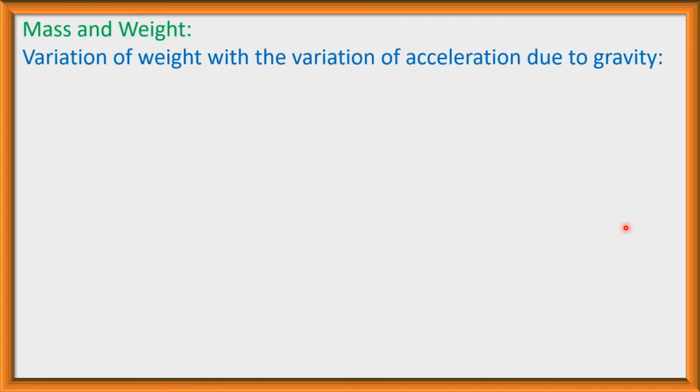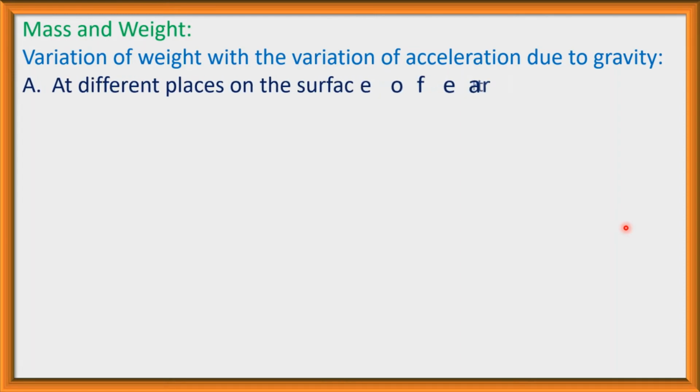Now, the variation of weight with the variation of acceleration due to gravity. We know weight W is equal to mg, and m is constant for a fixed body, but g is not constant; g varies from place to place. Therefore weight will also vary from place to place. So now we will discuss the variation of weight at different places on the surface of the earth.